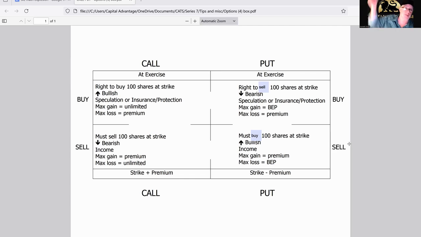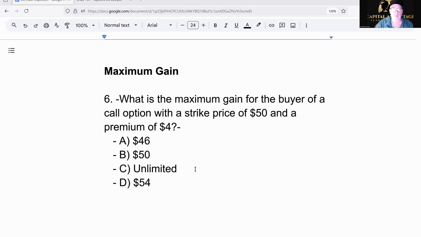Okay. So take that picture and we're going to go on to the next things because this should be easy. Okay, here we go. So you should have that box in front of you. Max gain for the buyer of a call option with a strike of 50 at a premium 4. Max gain for a buyer of a call is unlimited.